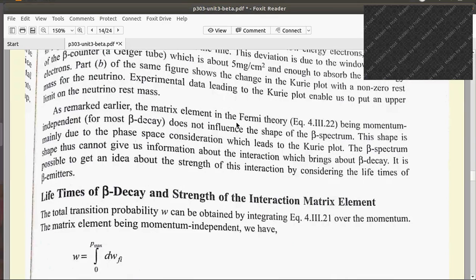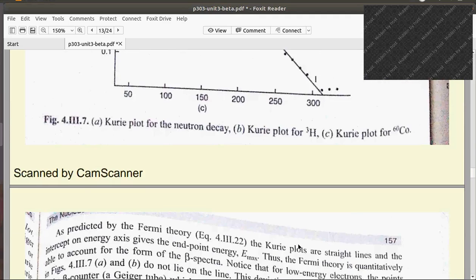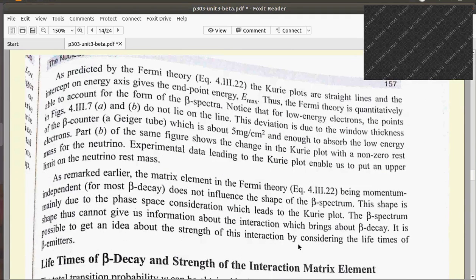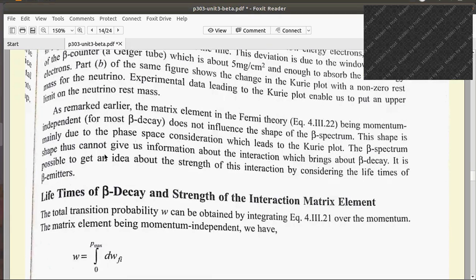As remarked earlier, the matrix element of the Fermi theory, being momentum independent, does not influence the shape of the beta spectrum. So this almost matches the shape of the beta spectrum that was shown the first time the beta spectrum was discussed. This shape is mainly due to the phase space consideration, which leads to the Curie plot. The beta spectrum shape thus cannot give us information about the interaction which brings about the beta decay.